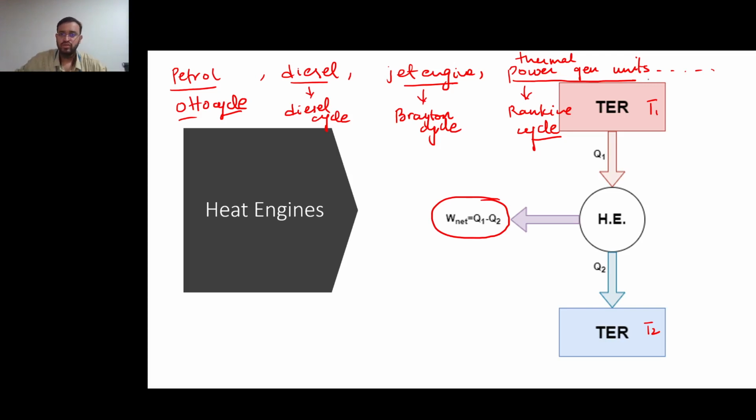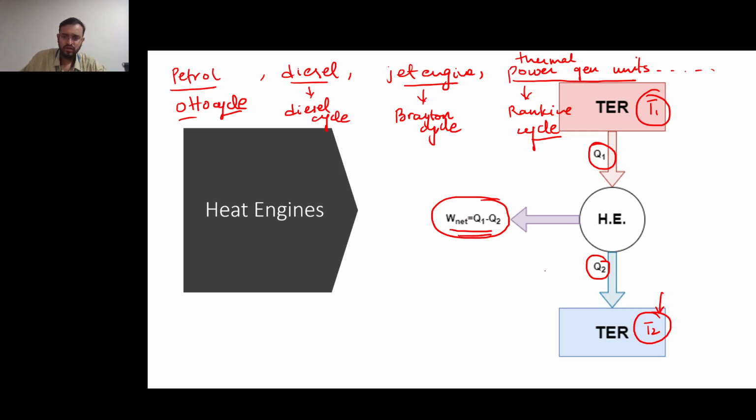All right. As I've mentioned, you can see that there's a thermal energy reservoir at T1 and a thermal energy reservoir at T2. From the thermal energy reservoir at T1, you're absorbing Q1 of heat. You're rejecting Q2 of heat into the thermal energy reservoir at T2. And you're converting this difference, Q1 minus Q2, into useful work.